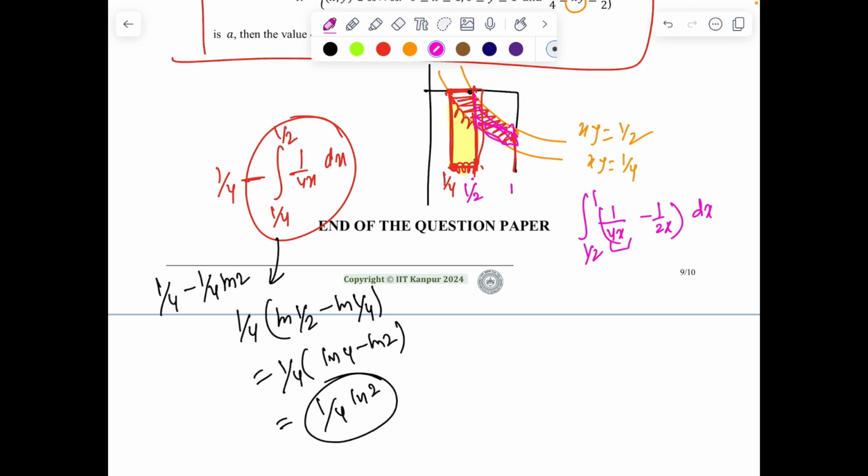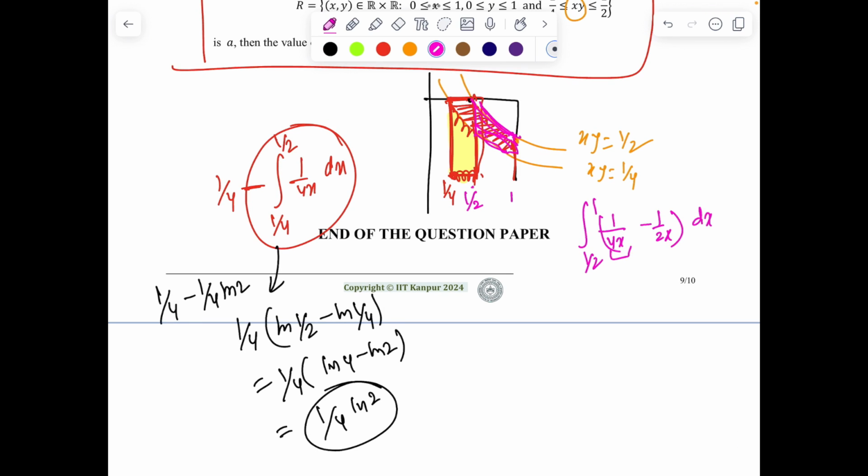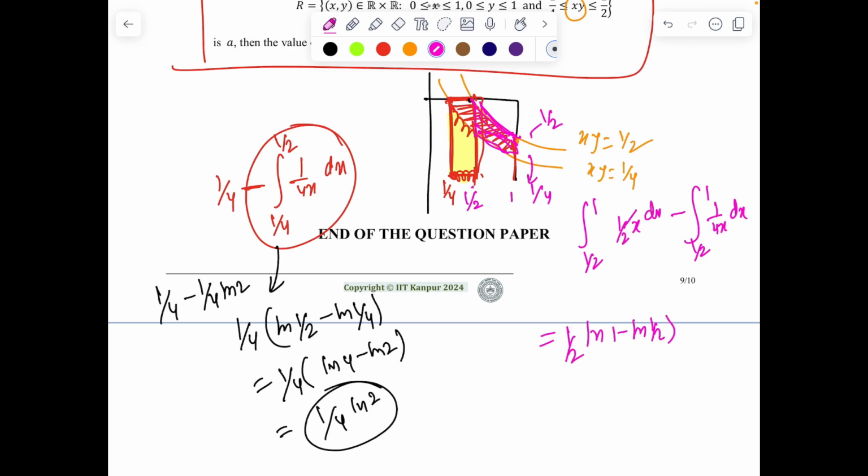So थोड़ा आप alertness के साथ इसको calculate कीजिए. तो ऊपर वाला area is coming for half, and नीचे वाला area is 1 by 4, right? So it will be ulta. It will be ulta. 1 by 2x, half to 1 by 2x dx minus half to 1 by 4x dx. तो यहाँ से we got half ln 1 minus ln half minus 1 by 4 ln 1 minus ln half.